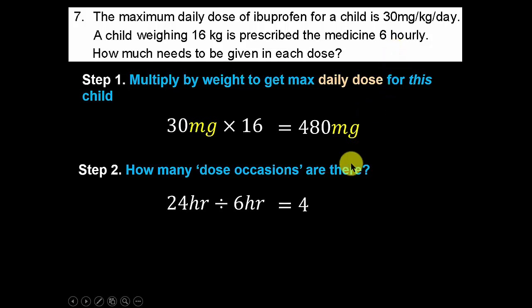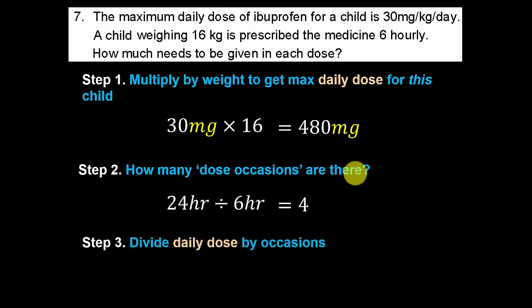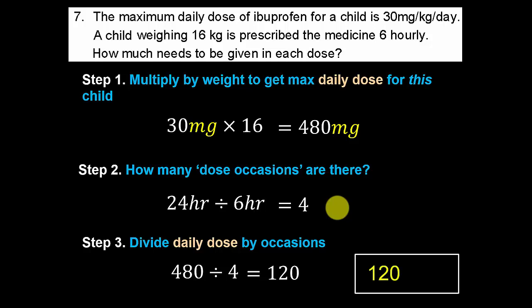There are 4 occasions. So now I can say, right, if I'm giving that child 480 milligrams for the whole day, I must divide that number by 4 to find out how much will be given on each individual dose. So final step, divide that 480 by the 4. And that gives me 120. So I can pop that into my answer box. My units are just milligrams because it said how much needs to be given in each dose. I'm only worried about the milligram part of this because these other two elements have already been taken care of, got rid of, if you will, in my working out.